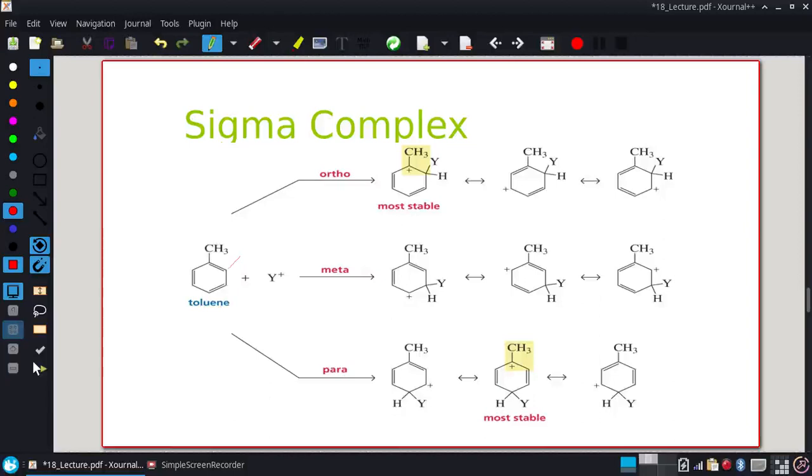But if we attack the meta position, which is available, we have a cation there, which will move up to here, which will move up to here, but we never get that tertiary carbocation. And simply because of that, the toluene is never able to stabilize it. But since the attack could happen anywhere, we find it more favorable to attack ortho and para.